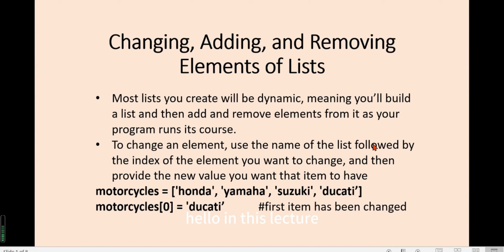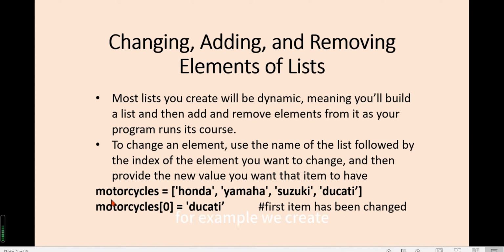Hello, in this lecture, we will talk about changing, adding, and removing elements of lists. Most lists you create will be dynamic, meaning you will build a list and then add and remove elements from it as your program runs its course. To change an element, use the name of the list followed by the index of the element you want to change, and then provide the new value you want that item to have.